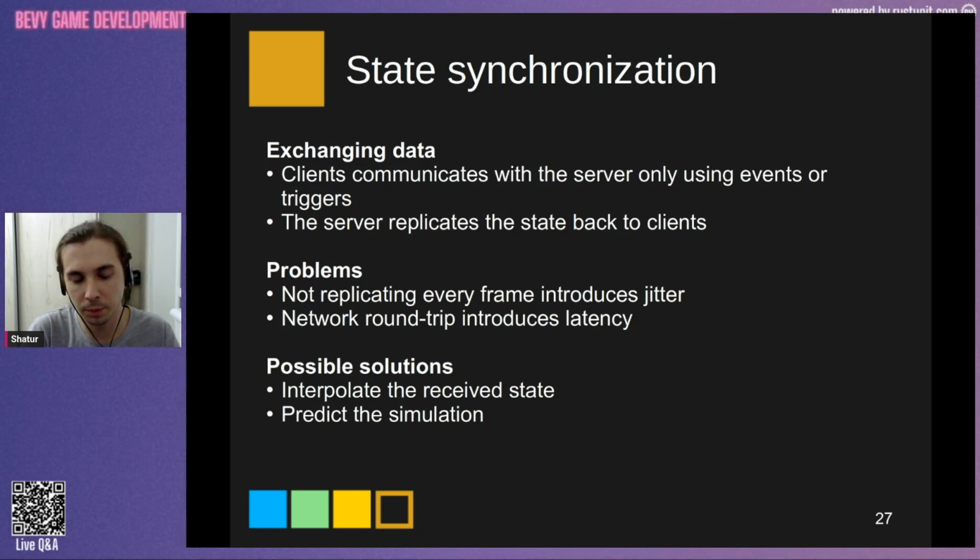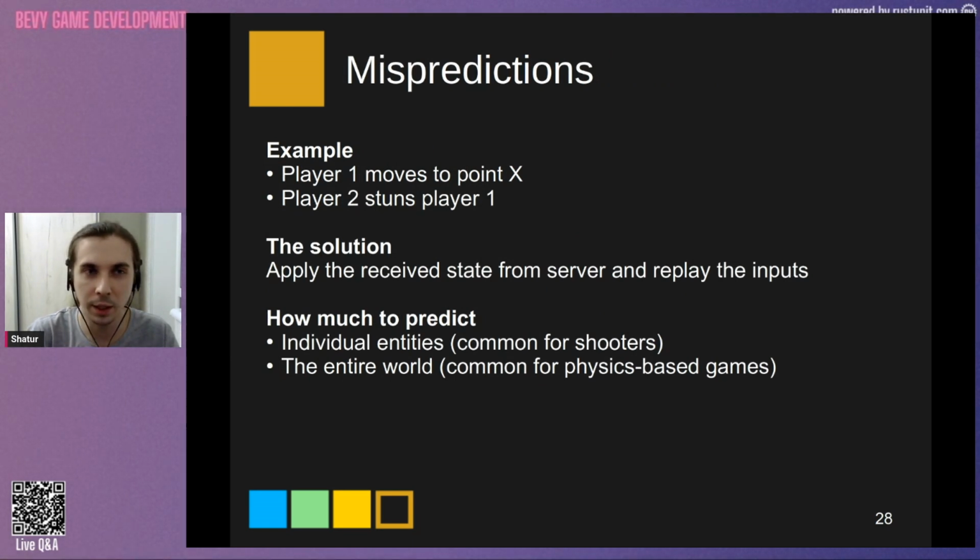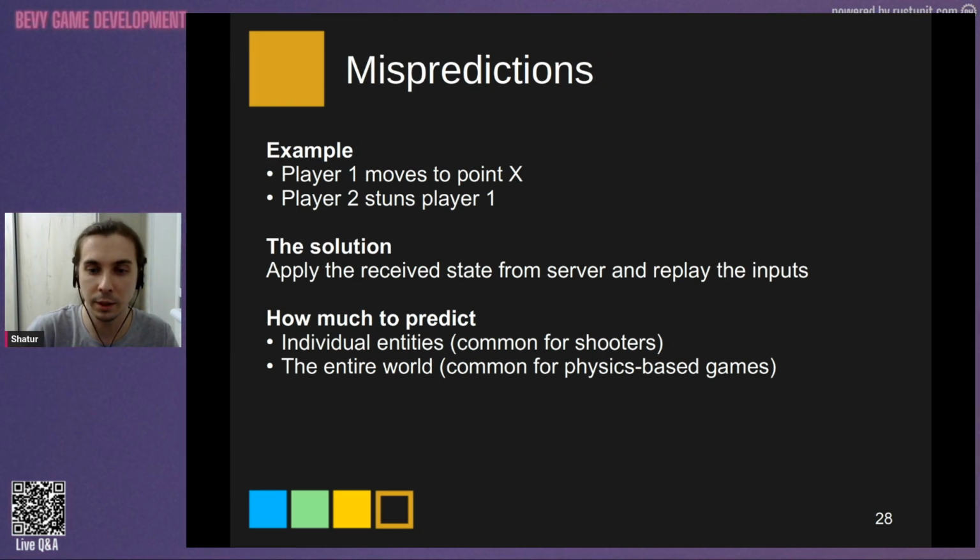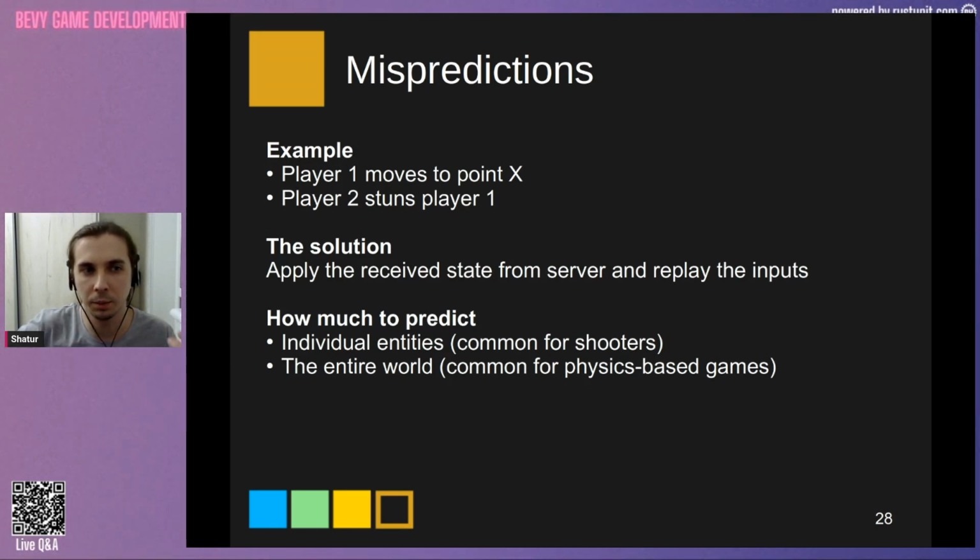Another possible approach, if you care about latency, would be to just predict the simulation. But there is another problem. It causes mispredictions, because when you predict something on the client, you actually run in the future compared to what the server sees, because you apply the change immediately, and for the server, it takes some time to reach. And this could cause things like, for example, player 1 moves to point X, but player 2 actually stuns player 1.